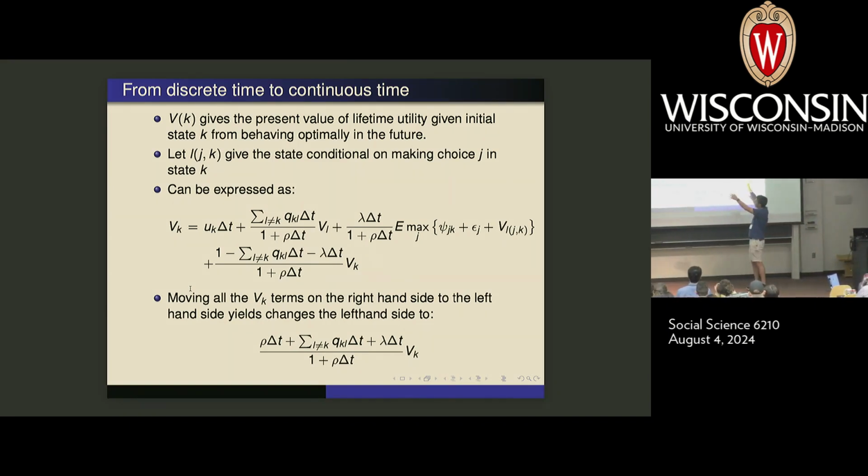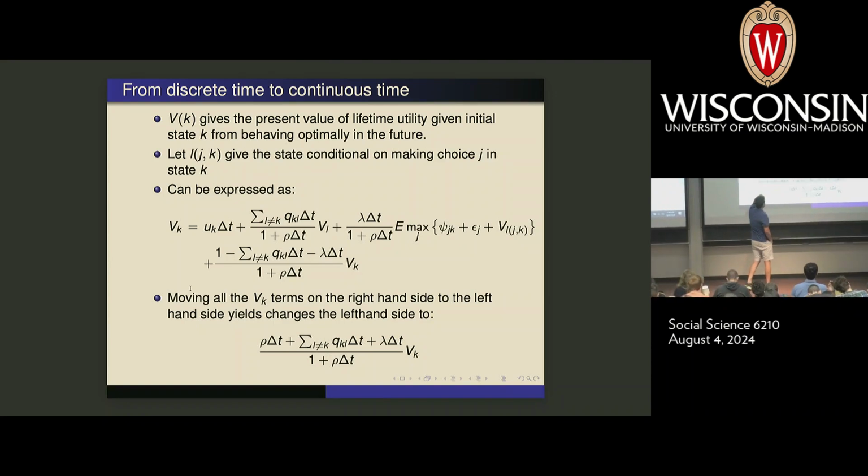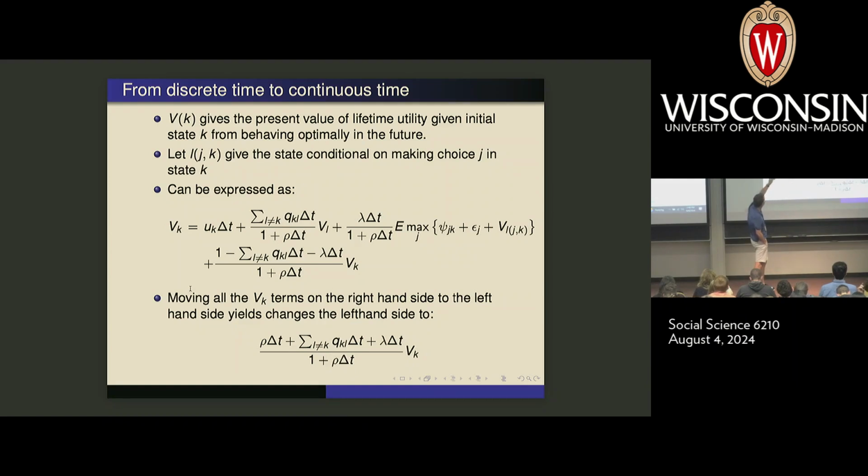So let's think about going from discrete time to continuous time. V of k is going to be the present value of lifetime utility given initial state k. So I'm in that state now. I don't get to move right now. And I know I'm going to behave optimally in the future, at least in an ex-ante sense: given whatever comes at me, I'm going to make the right decision. But I'm forming expectations about the future as I'm going along. Let l(j,k) give the state conditional on making choice j in state k. That makes it more complicated, really.